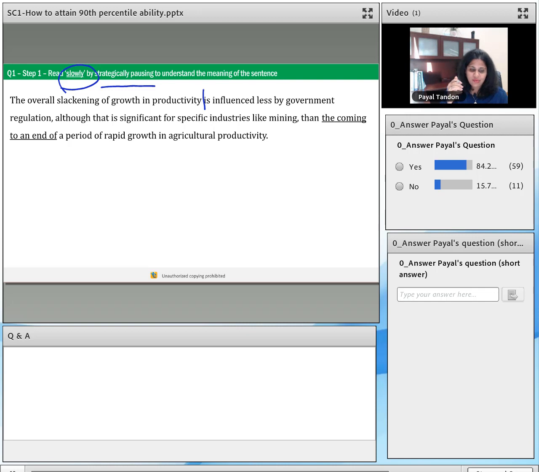Slackening, again, if you know the meaning of the word, means there's an overall reduction in the growth in productivity. So essentially the growth in productivity of something has actually gone down. It's been growing less, okay? So that's what we are talking about, the decreased growth in productivity is influenced. So now the author is talking about, okay, is influenced, is impacted less by.